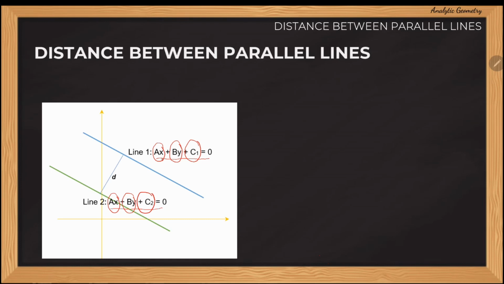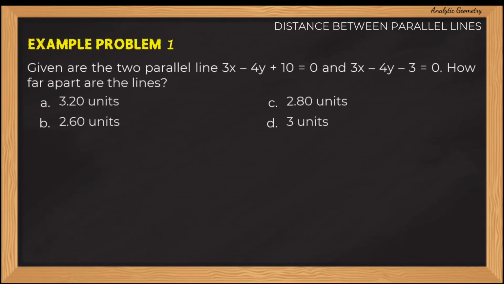Okay, so bali guys, para ma-compute natin yung ating distance between the parallel lines, that is simply the absolute value of C2 minus C1 divided by square root of A squared plus B squared. Okay, so ang dali lang, no? So let us now solve an example problem para mas maintindihan natin itong ating topic.